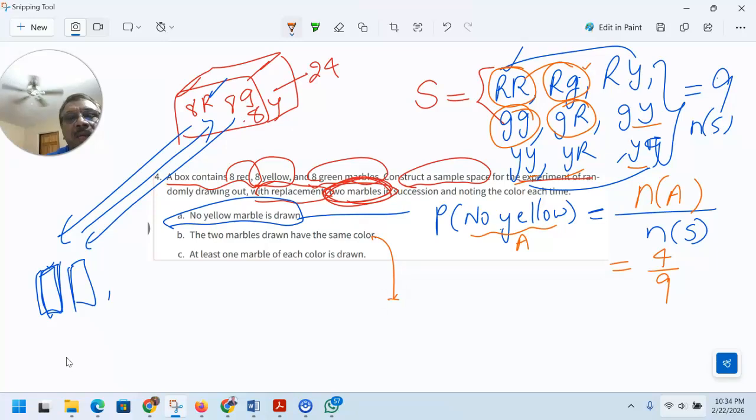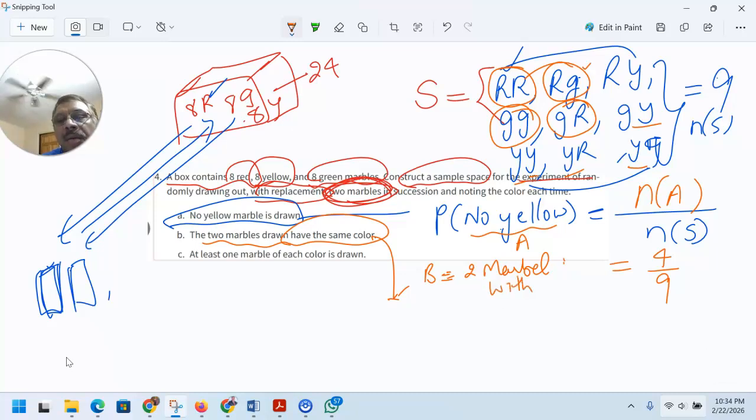The second one is 2 marbles drawn have the same color. Now I can say B means the 2 marbles with the same color. Don't worry about the spelling. So I can describe this way. That means how many are having the same color?